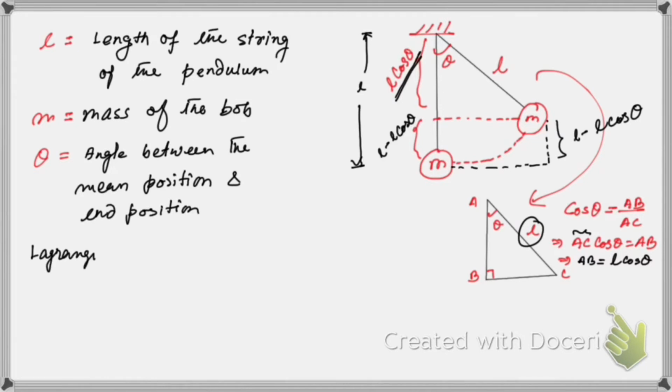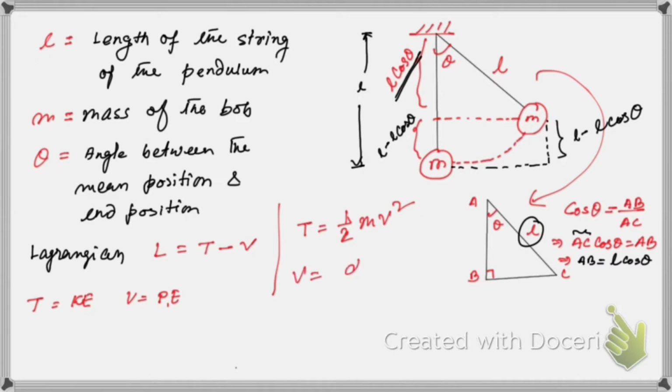So you have understood the Lagrangian. L is given by T minus V. Here T is kinetic energy and V is potential energy. We know kinetic energy T is given by half m v square, where v represents velocity. Velocity is nothing but the time derivative of displacement, d by dt of displacement.